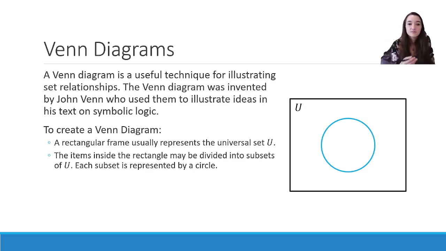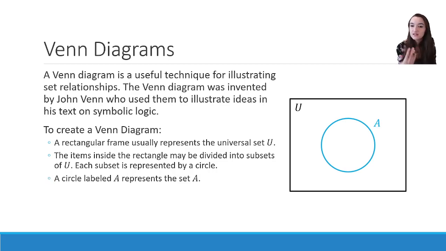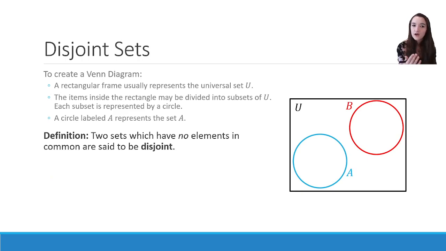Then the items inside the rectangle can be divided into subsets of U. Each subset is represented by a circle. We would then label the circle. Here I'm labeling it with the letter A, but I might label it with a verbal description or whatever notation I'd like to use here. Now, taking all of that into account, we get different ways we can organize these subsets depending on how they're related to each other.